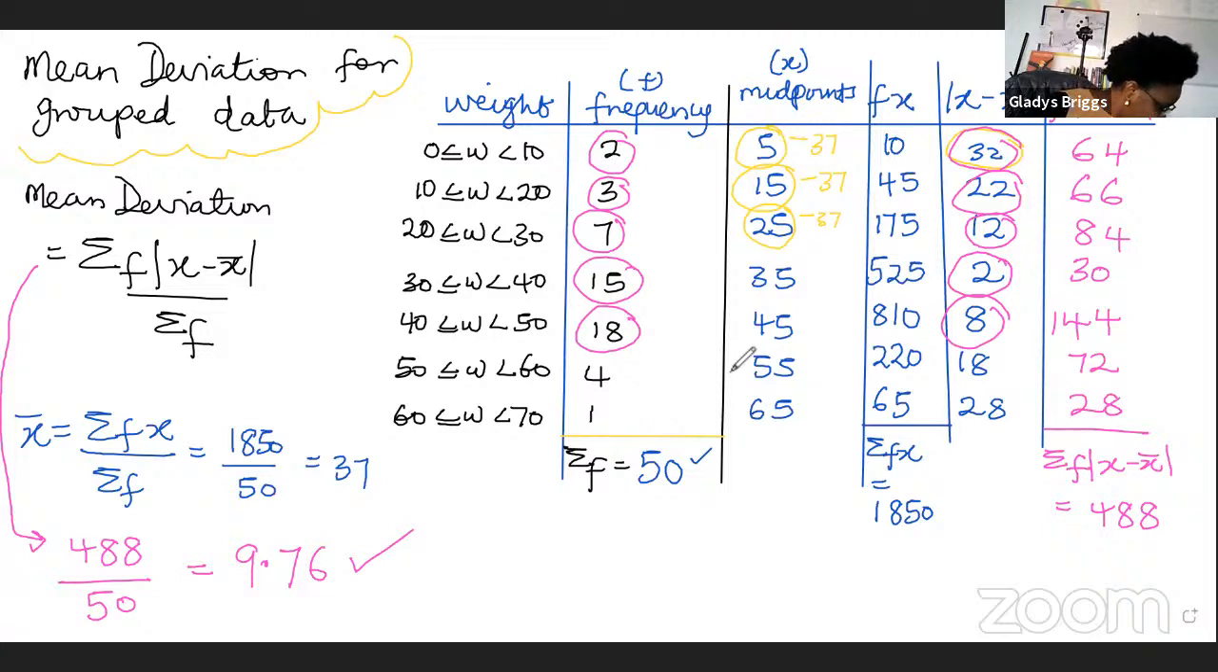So the next thing we're going to do now is the standard deviation and the variance. We're nearly there.